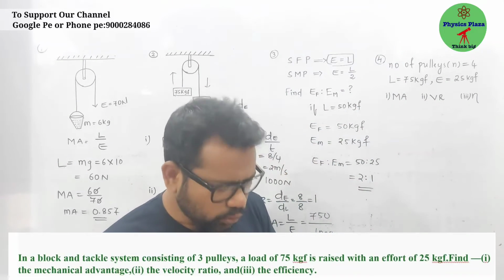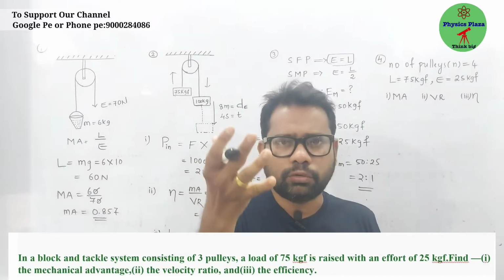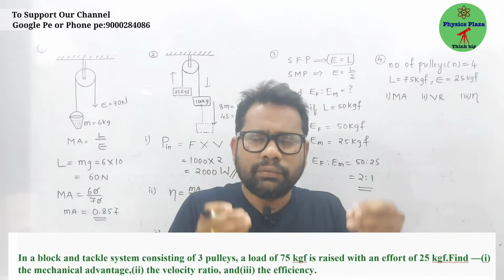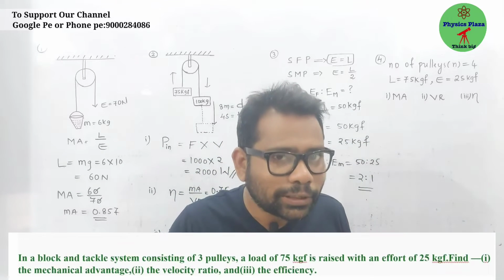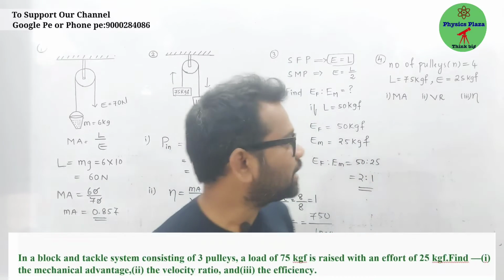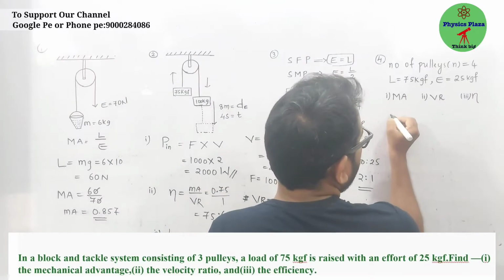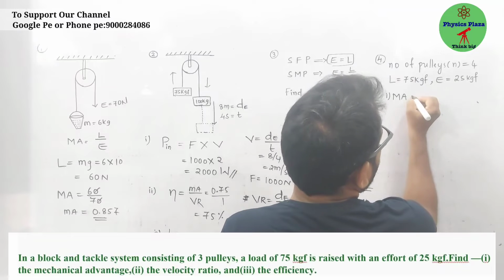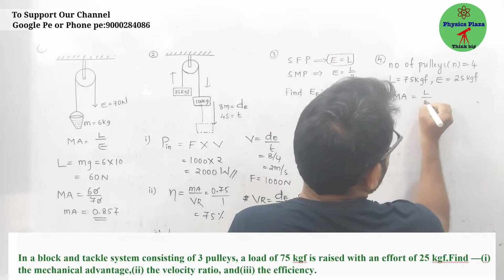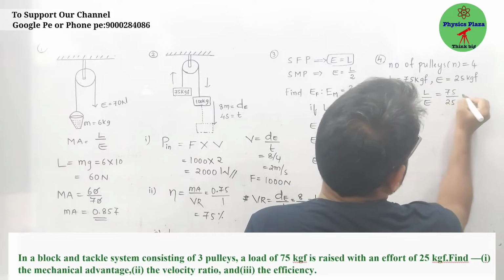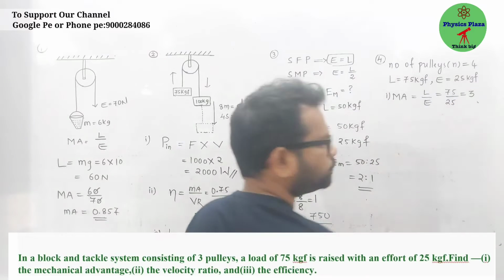Here, to calculate the velocity ratio, many people do it incorrectly. But how to calculate the velocity ratio, children? Just wait and see, we will tell. First, mechanical advantage. Mechanical advantage is very simple. We know that it is load by effort. So this is 75 by 25. Obviously it is 3.